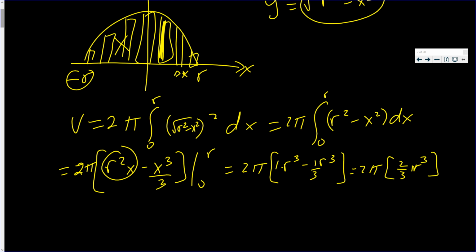Not because I told you, not because any of your teachers told you, but because we derived it. That's what math is all about, deriving things. And we just derived the volume of a sphere.